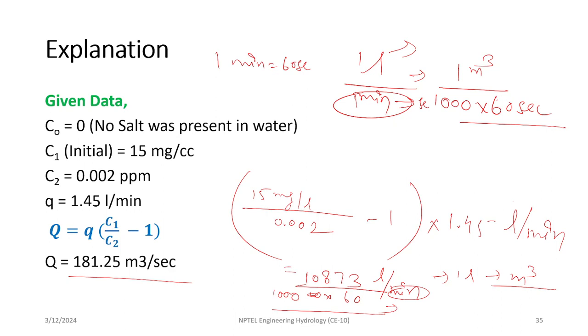10873 divided by 1000 divided by 60. Then it comes 0.181. Okay, 0.181.